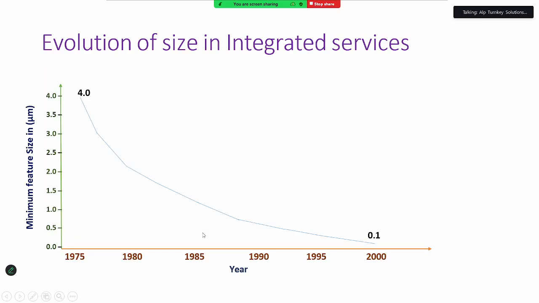Basically, regarding size in integrated circuits, Moore's law states that every 18 months, the transistor count doubles. That is nothing but Moore's law. This is in terms of micrometers. In 1975, we were at 4 micrometer technology, and when you come to 2000, we came up to 0.1 micrometer technology. Now in 2025, we are working under nanometer technology, 3 nanometer and 2 nanometer technology.